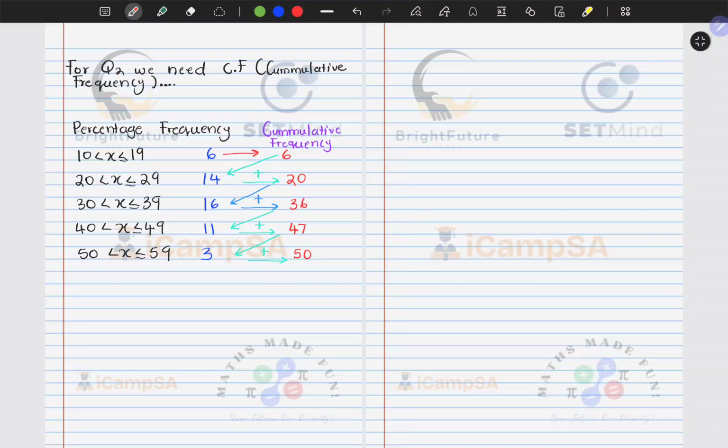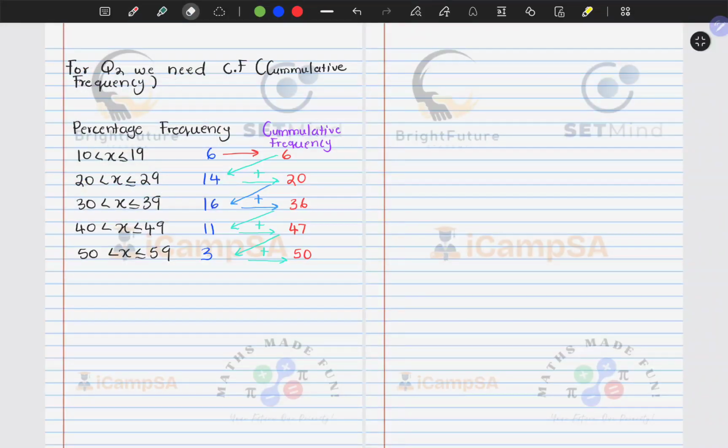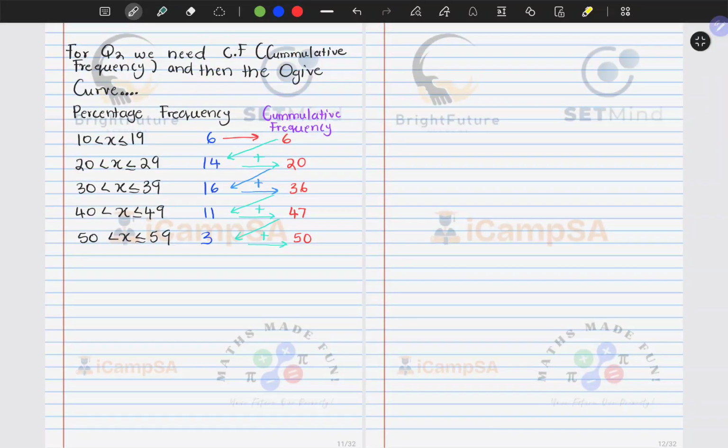So now that we have 50, what we are going to do is we are going to go and draw the Ogive curve, because we need the cumulative frequency. Okay, so let's go ahead and plot our Ogive curve, guys. So I have up to 50. Okay, so let's see.